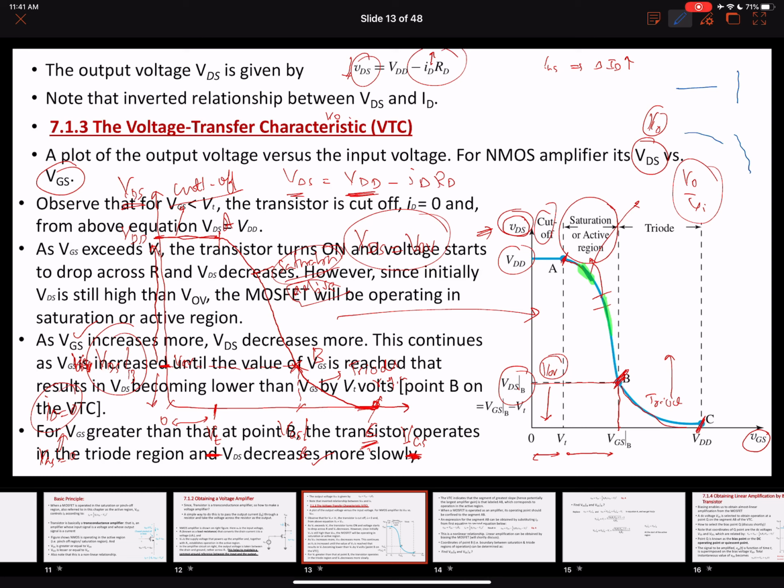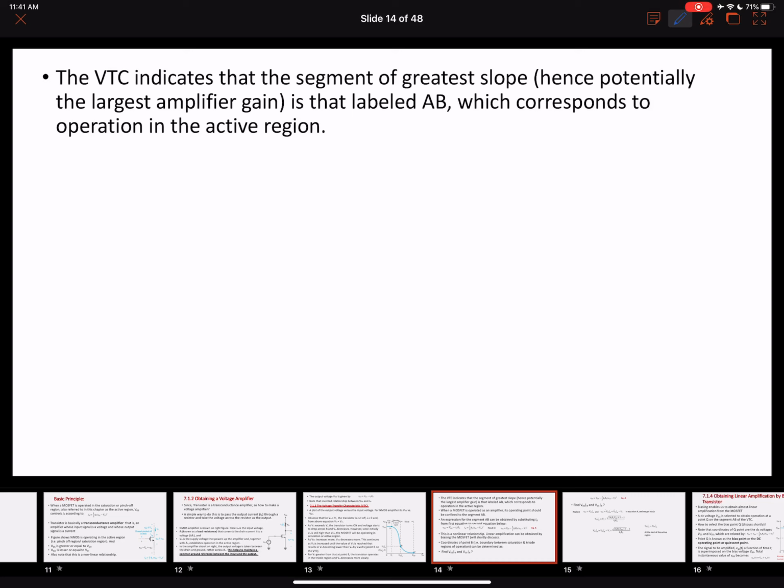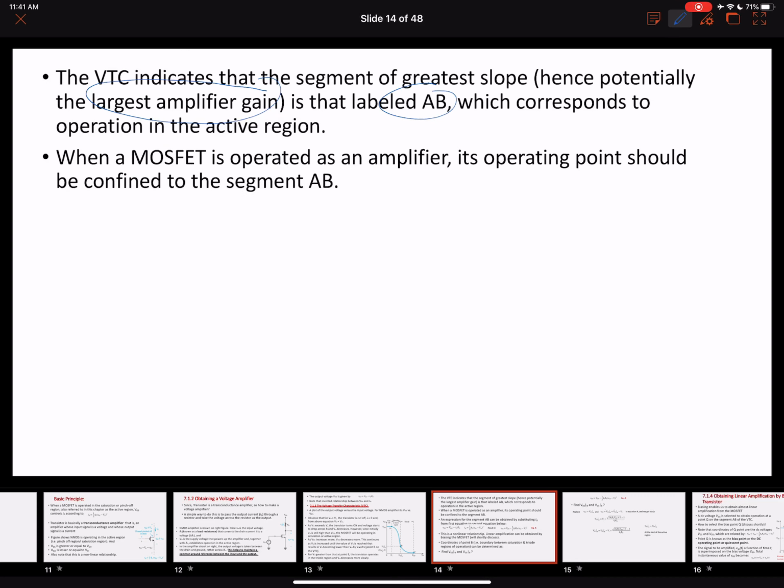That is why if I operate the transistor even more around somewhere over here, I can achieve higher amplification, even in the saturation region. We are going to discuss this point in detail in the subsequent lecture, and this is a very important point. We're going to come back to it multiple times. Right, so we want the largest amplification gain, so that is why we operate in the region A to B, the AB points, which is the saturation region or the active region.